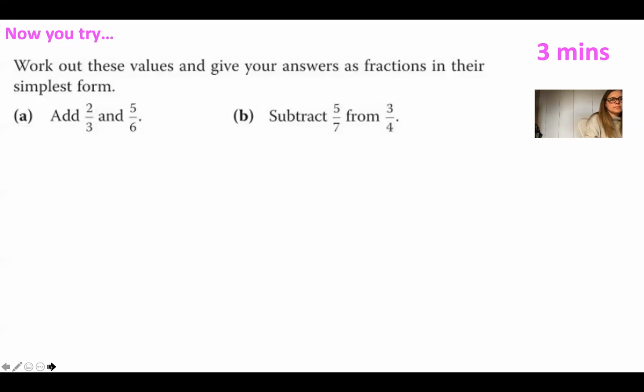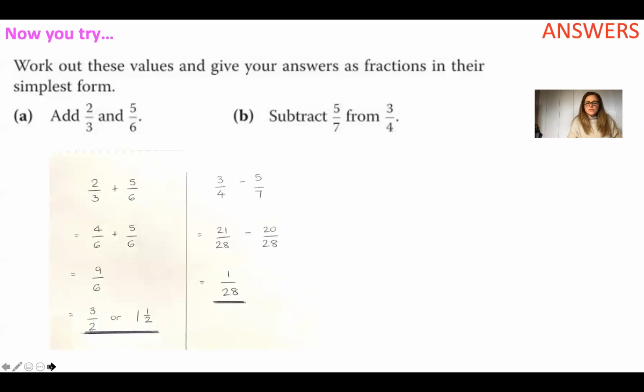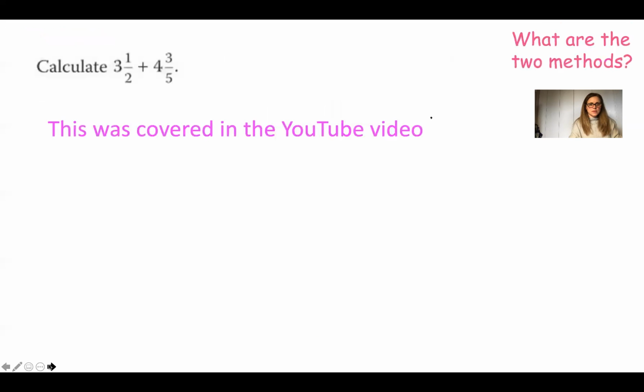Okay, time's up. All right, so we've got 3/2 or 1.5 for part A, and part B, we've got 1/28. Let's keep going. Okay, I'm not going to go through this one. This was already covered in the YouTube video. As you know, now there are 2 different methods. You can add the whole numbers and then add the fractions, or you can convert them into improper fractions and then carry out the addition. Here's a question for you.